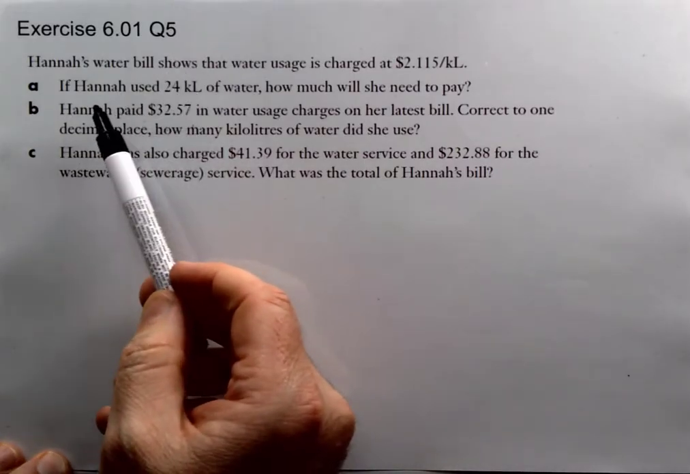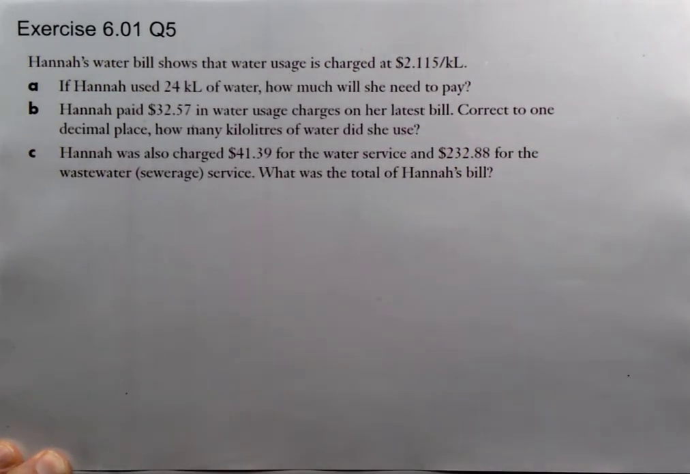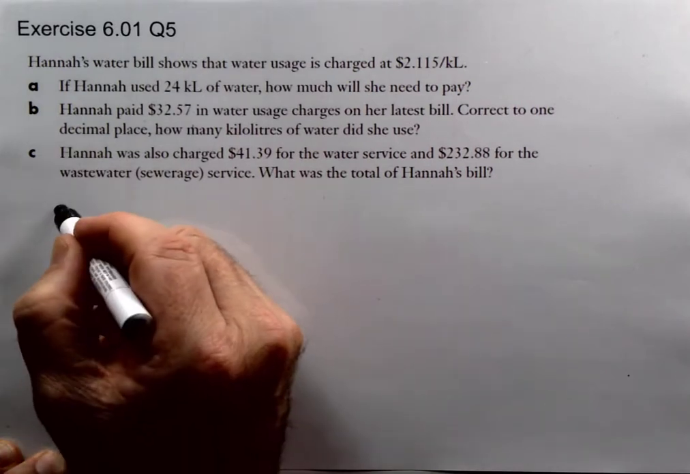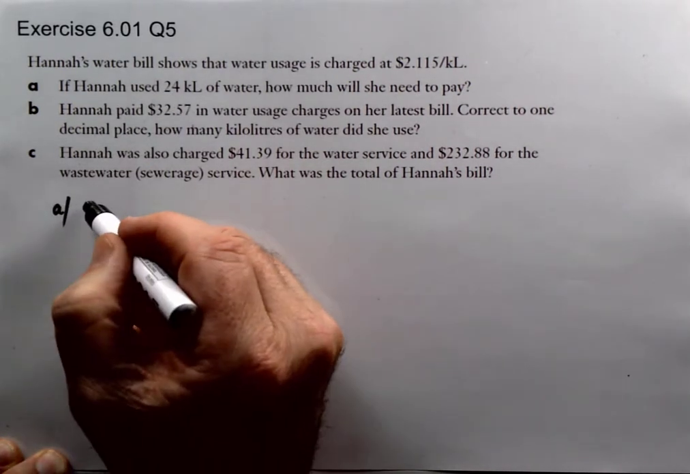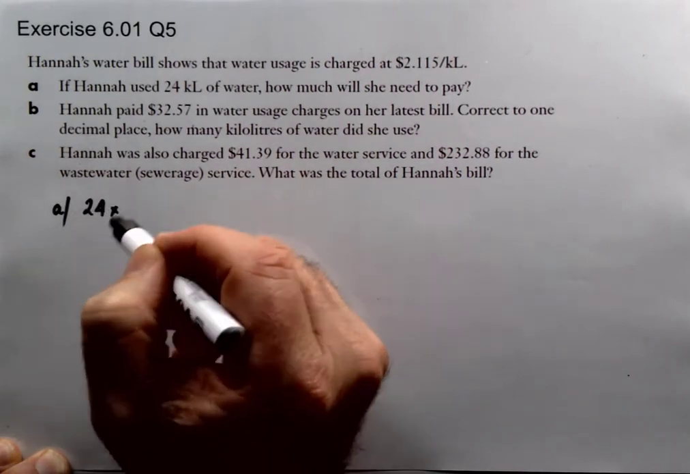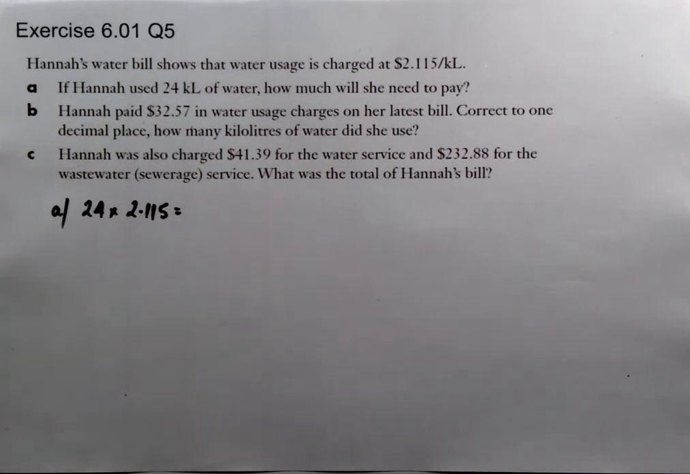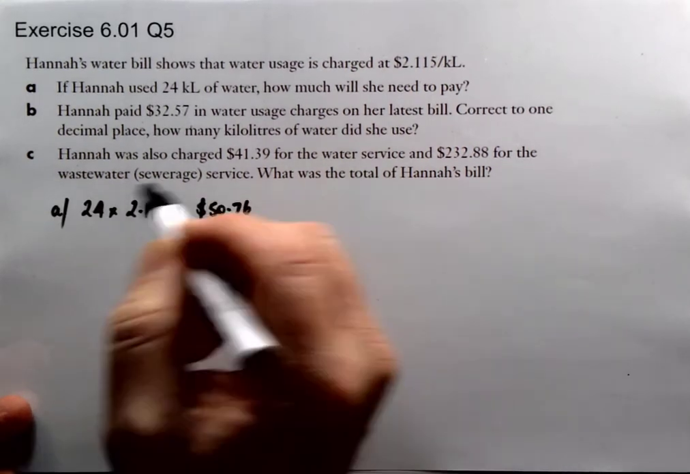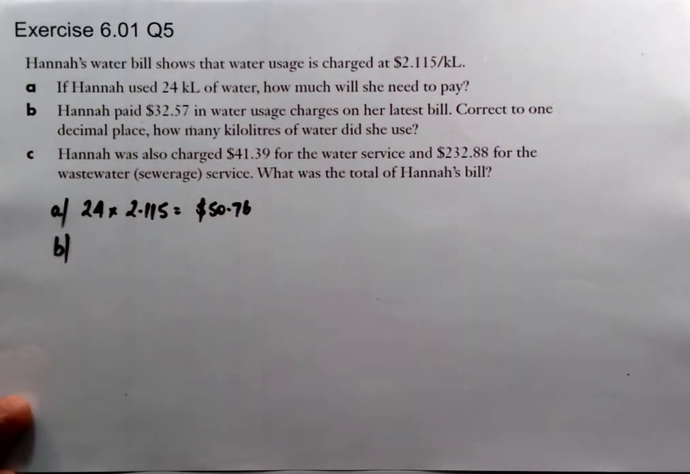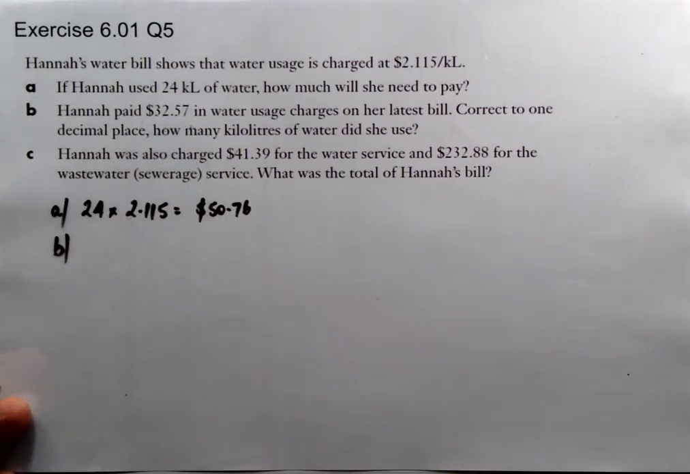Okay, question 5. Hannah's water bill shows that water usage is charged at $2.115 per kilolitre. Part A, if Hannah uses 24 kilolitres of water, how much will she need to pay? So we just go the number of kilolitres times the rate per kilolitre. Go into our calculator, we'll get $50.76.